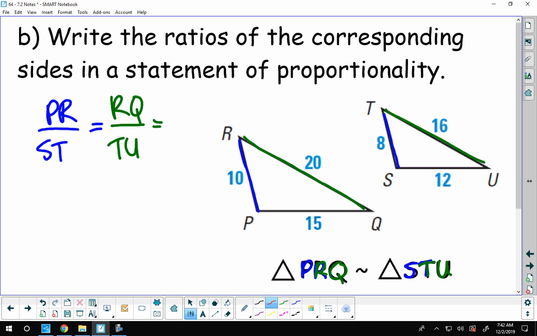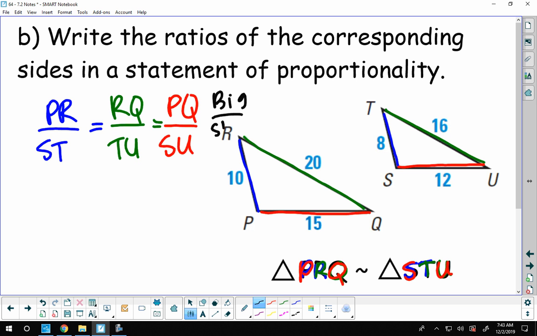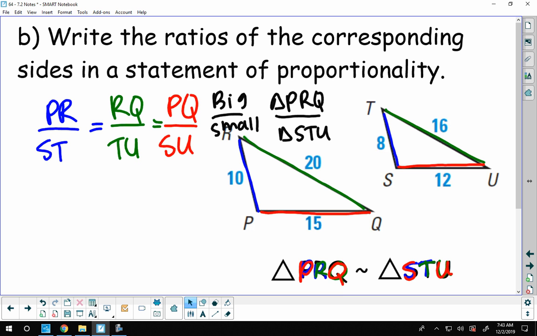And last but not least, we have side PQ in the big triangle corresponds to side SU in the small triangle. So again, on the top were the sides from triangle PRQ, and in the bottom were the sides from triangle STU. So notice I kept that consistent in my three ratios, but we know that these three ratios are all equal, so this is called a statement of proportionality.